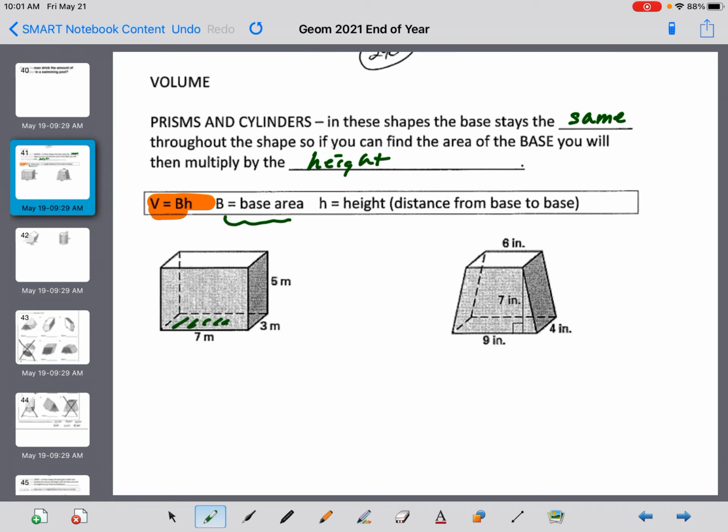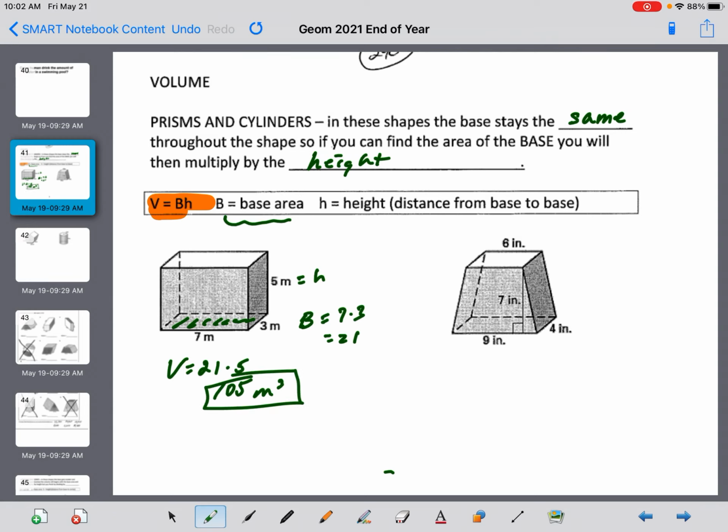So in this first picture, we have a base that's a rectangle. So your capital B is 7 times 3, which is 21. And then your height is 5. So basically what we're saying with volume here is that we have this area of 21, and then we're just multiplying that by 5, because it'd be a layer of 21, layer of 21, layer of 21, layer of 21. We'd have 5 layers of 21 square units. So volume is 21 times 5. 21 times 5 is 105 cubic meters.